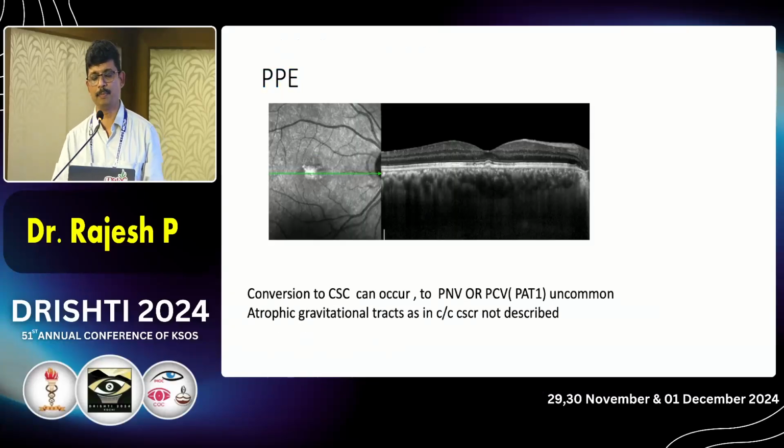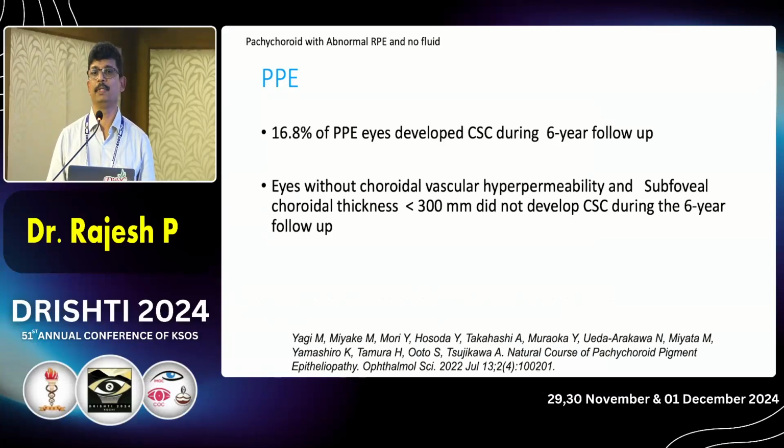The importance of pachychoroid pigment epitheliopathy is that there is a high chance for it to progress into central serous retinopathy. The features which tell you that this patient may progress into central serous retinopathy are that if you look at the subfoveal choroidal thickness, it is more than 300 microns, or there is choroidal hyperpermeability. Then these patients are likely to develop central serous chorioretinopathy. The chance of this condition progressing into PCV or even PNV is very less.